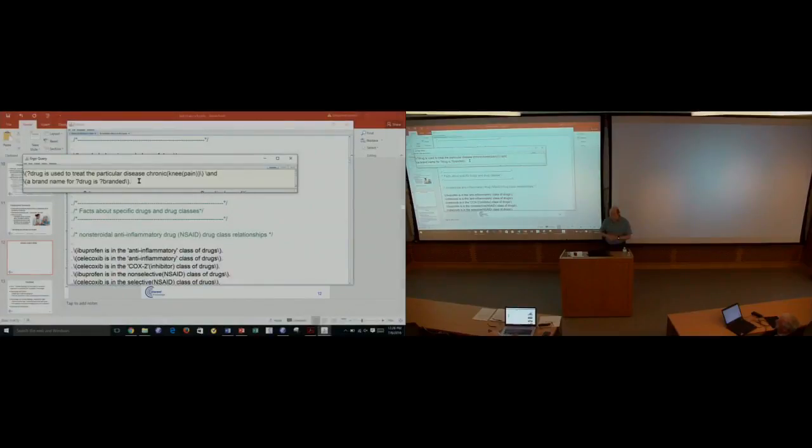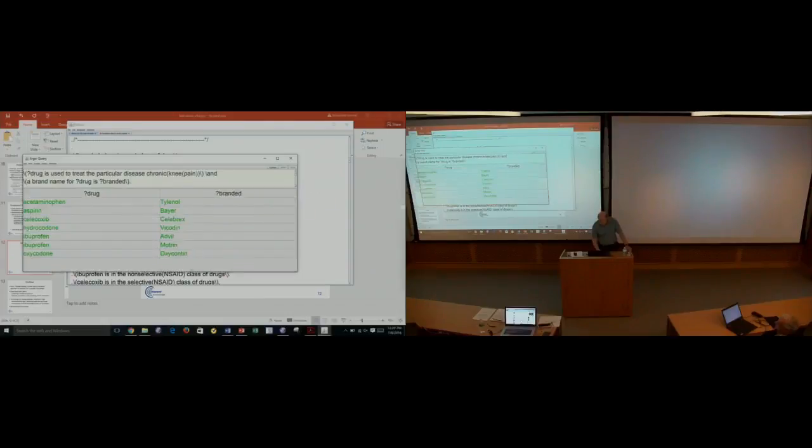So this is essentially saying what drug is used to treat the particular disease, chronic knee pain, and that a brand name for the drug is another variable here called branded. This is just to give you a feeling for what kind of capabilities we can do in the system. So we enter the query.